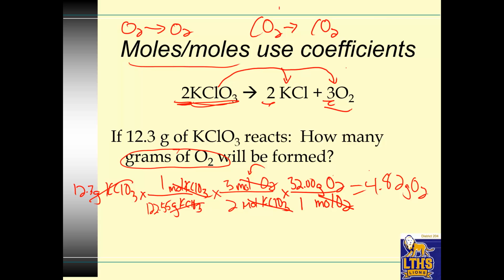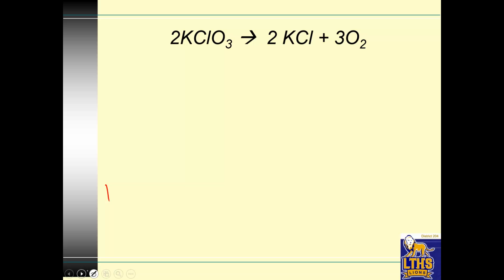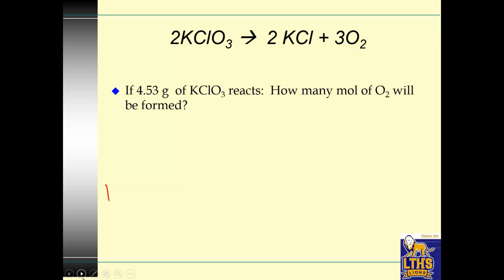4.82 grams of O2. Now I want to warn you, if you did this on your own, I do these step by step here. If I did 12.3 times 3 times 32, everything on the bottom you divide by. You divide by 122.55. You divide by 2. Tons and tons of people will make the mistake of multiplying here. This is divide. If it's on the bottom, you divide on the bottom. Okay, anytime you're on the bottom, you divide. If you want to know why, ask your math teacher, ask me in class. I'm happy to talk about it, but just know that's what you do. Chemistry is about doing the math, not explaining the math.